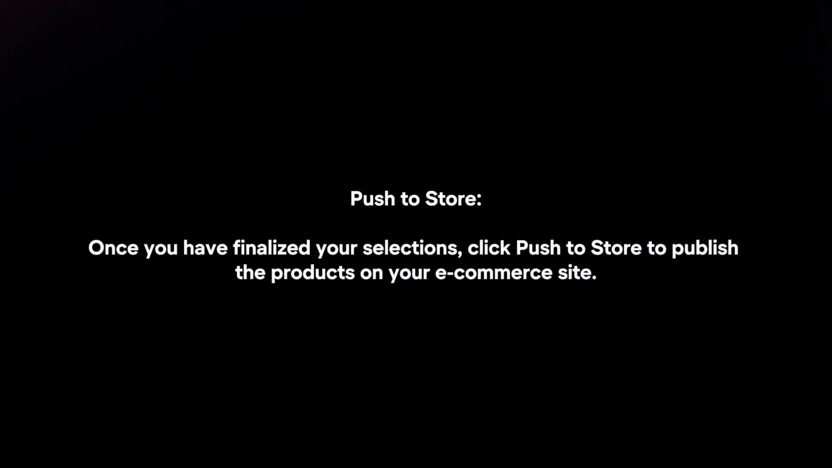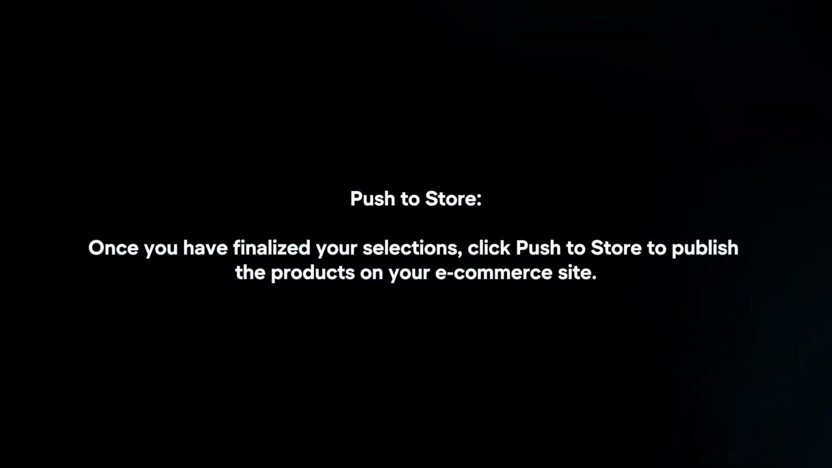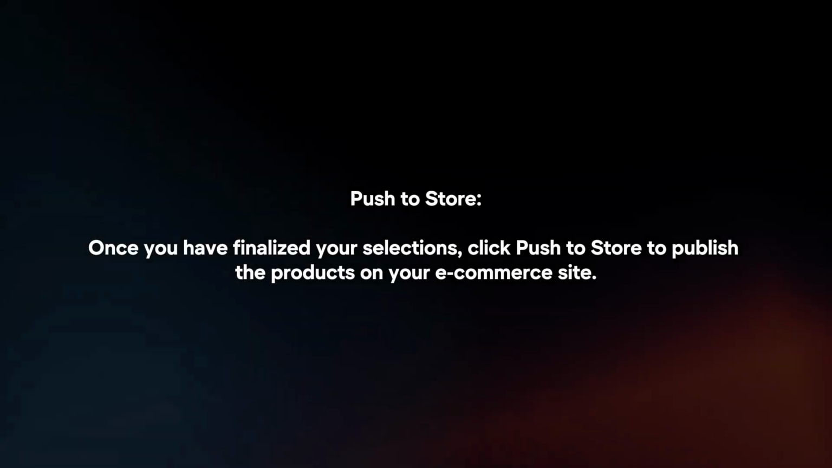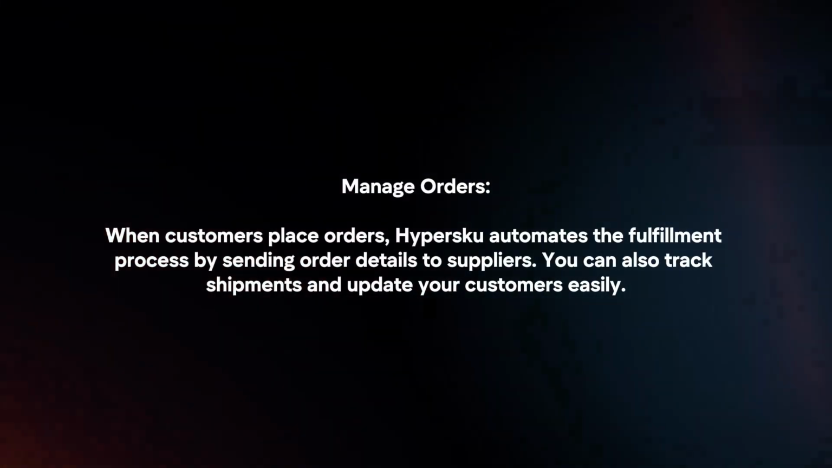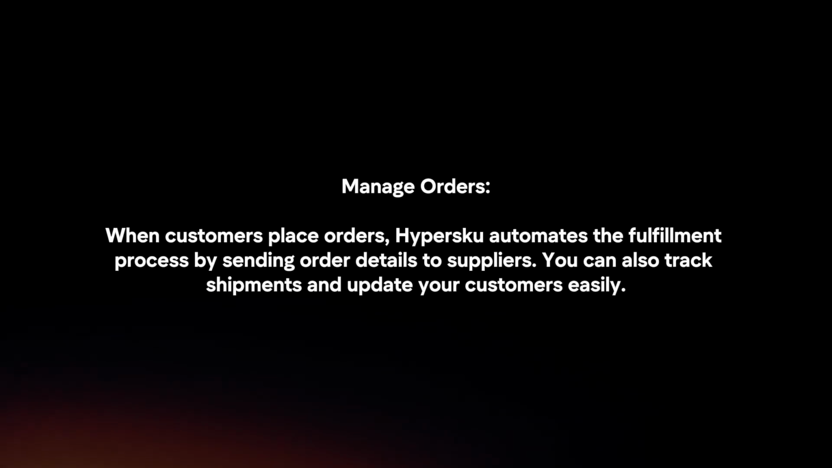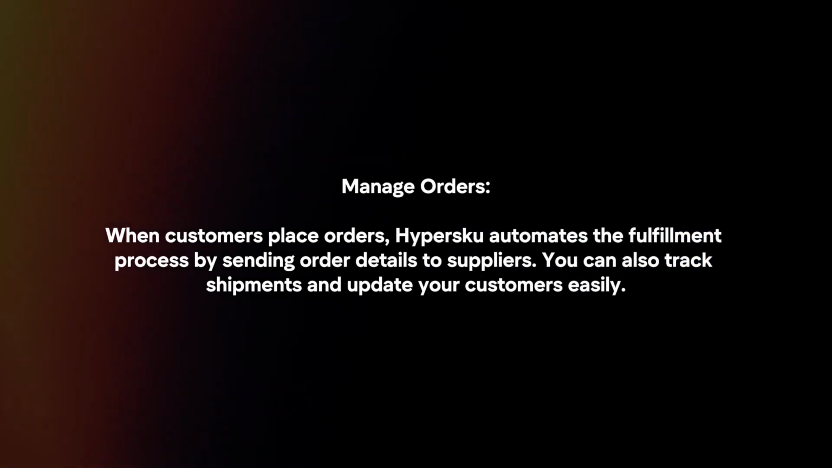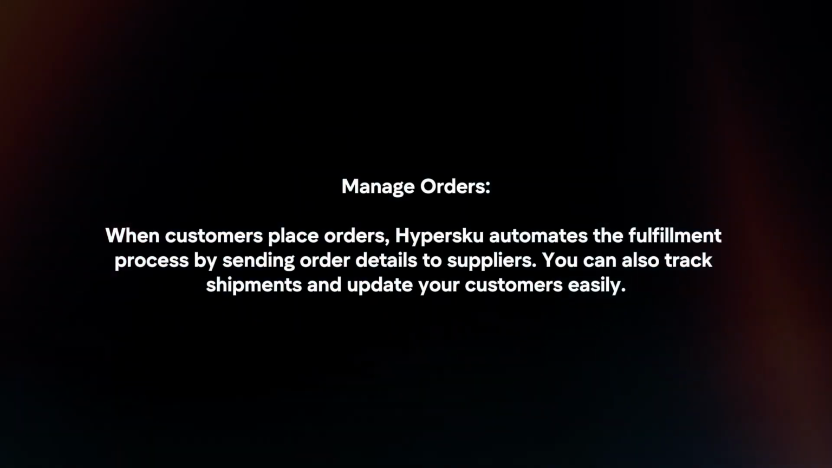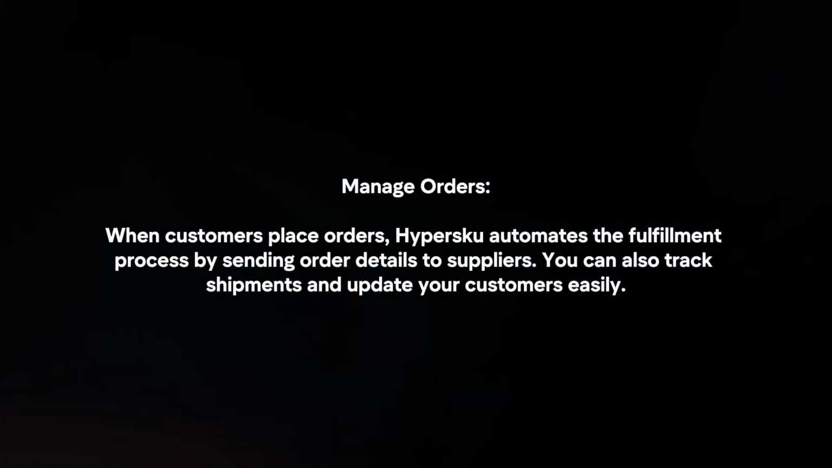Push to store. Once you have finalized your selections, click Push to Store to publish the products on your e-commerce site. Manage orders. When customers place orders, HyperSKU automates the fulfillment process by sending order details to suppliers. You can also track shipments and update your customers easily.